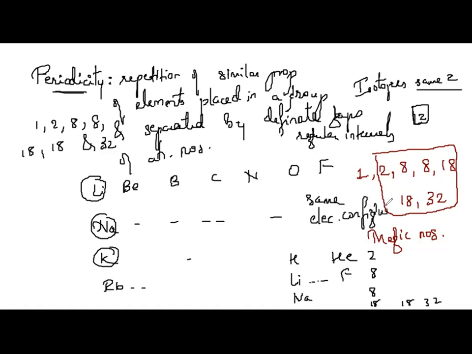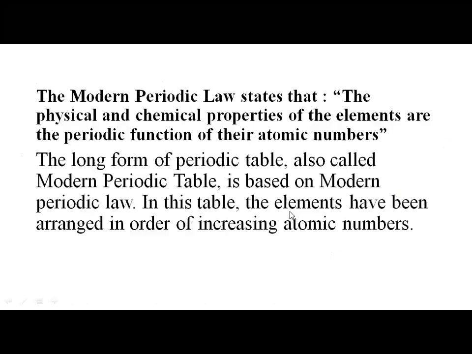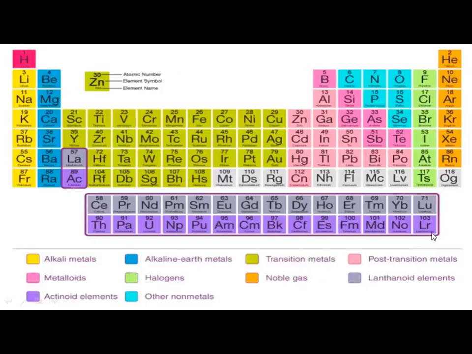So electronic configuration plays a major role in deciding the chemical properties of the elements. So this is the modern periodic table. You can see here, all the elements are placed.